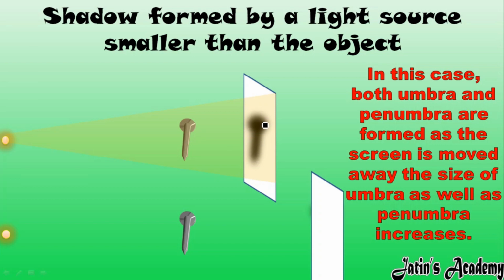Both umbra and penumbra form whenever we take a smaller source of light compared to the opaque object. But if we take the screen away from the opaque object, both umbra and penumbra are going to increase. Here you can see, whenever we take the screen away from the opaque object, with a small source of light and a larger opaque object, the screen is moved backward, meaning the distance increases. So in that case the umbra as well as penumbra size is going to increase.